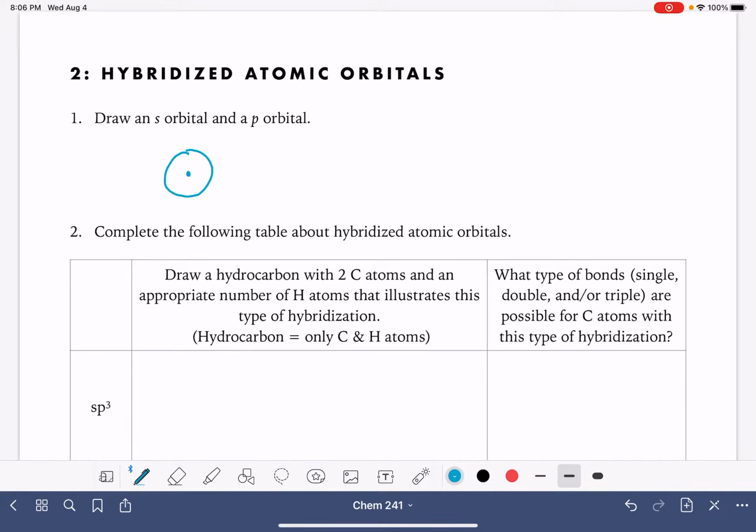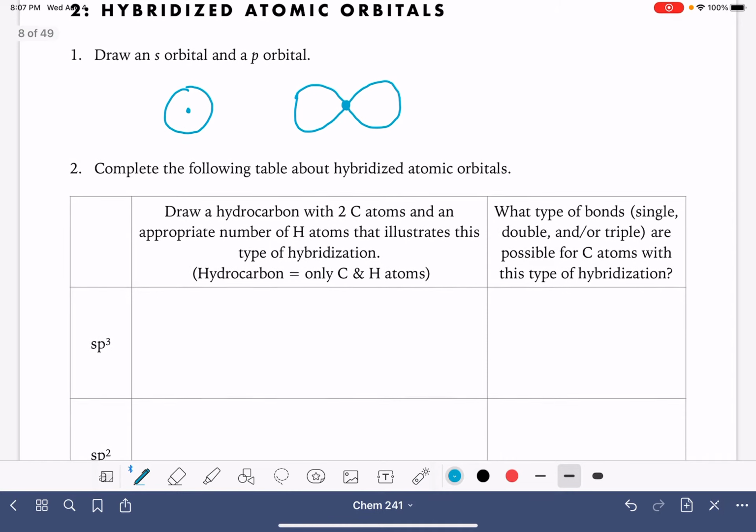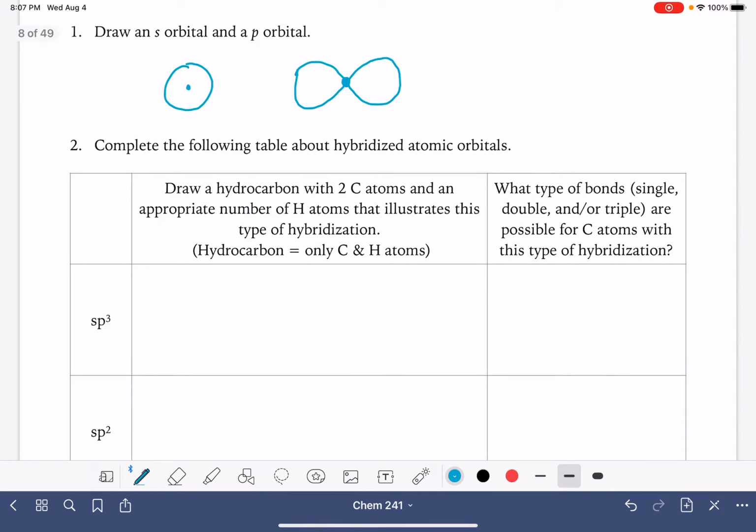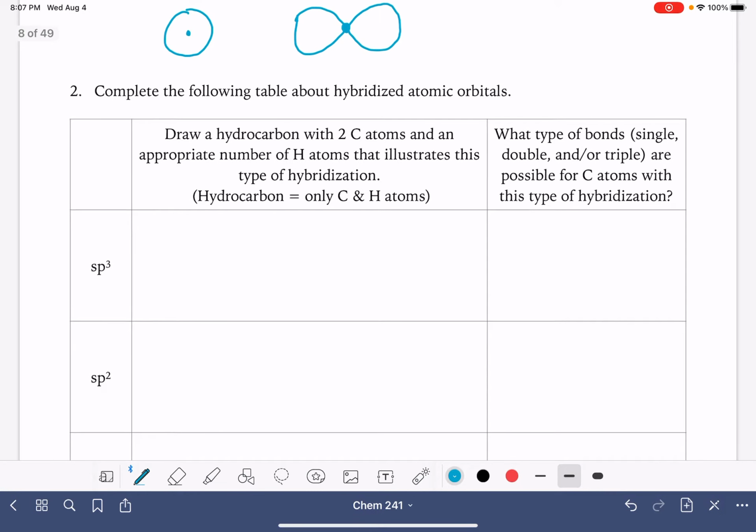nucleus of the atom. A p orbital is the one that's shaped kind of like an infinity symbol or a figure 8, with the nucleus in the center right here. So that's an S orbital, that's a p orbital. We also learned about d orbitals in Gen Chem, but we don't really talk about them in organic. Let's complete this table that has to do with hybrid orbitals.